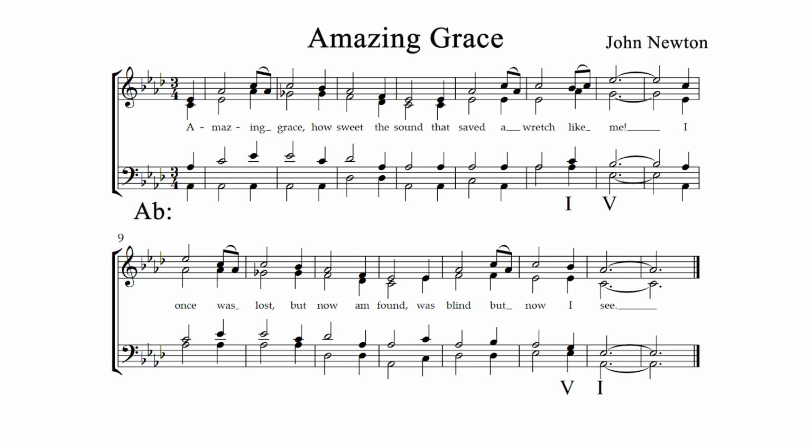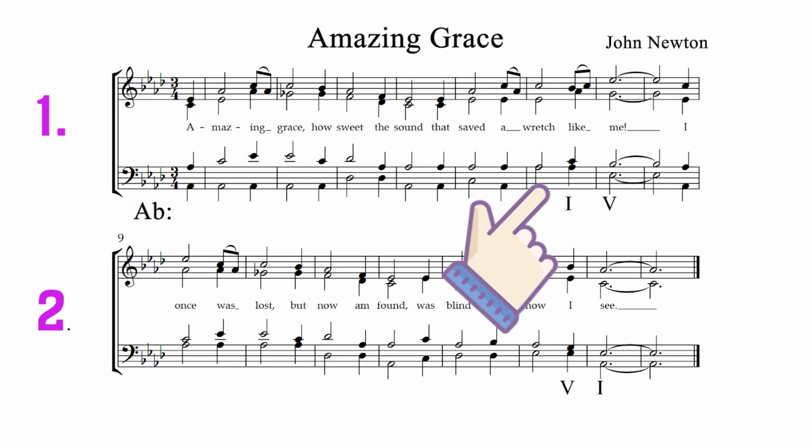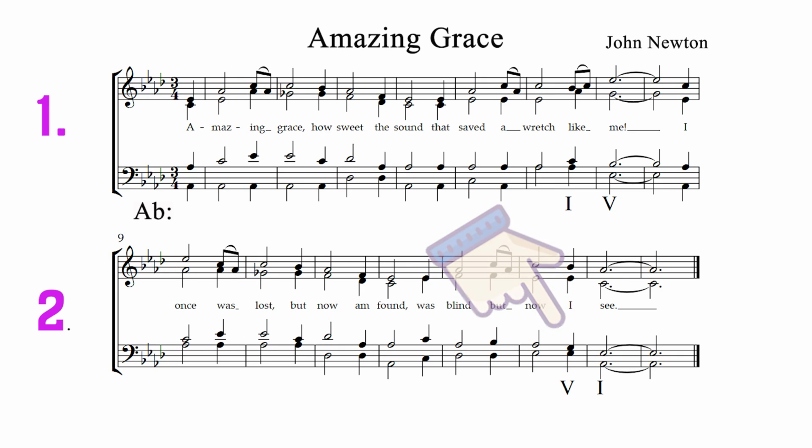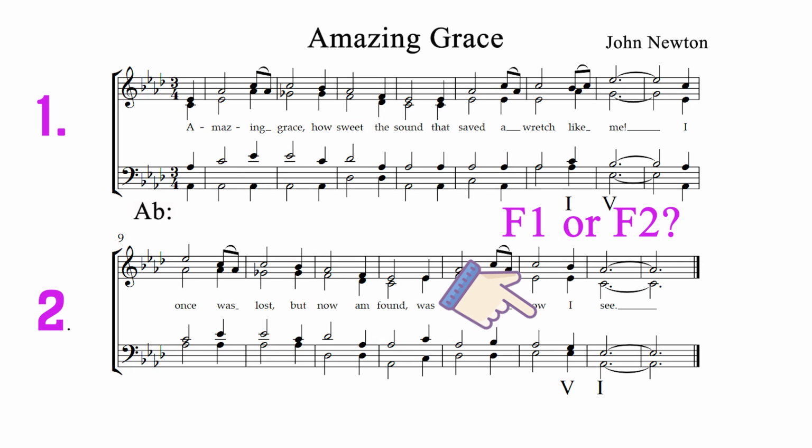Now let's look at more cadences in a well-known musical example. This is the hymn Amazing Grace. Notice that there are two phrases. Listen to this work and see if you can identify the cadences at the end of the first phrase and at the end of the second phrase. Also, at the end of the second phrase, see if you can identify which progression is being used. Is it F1 or F2?